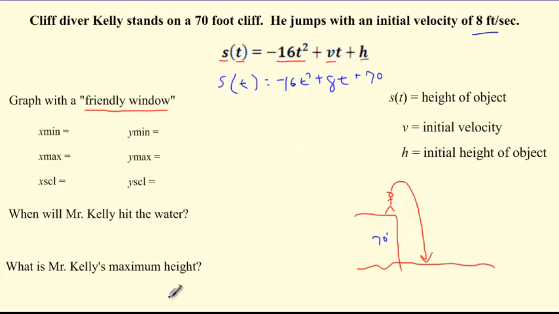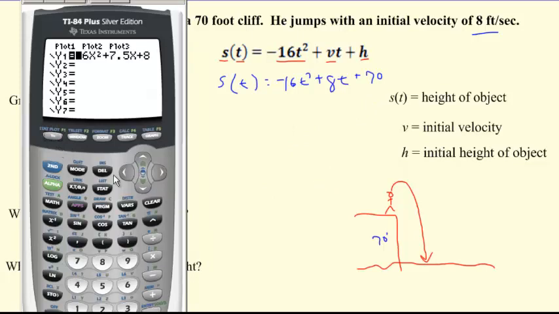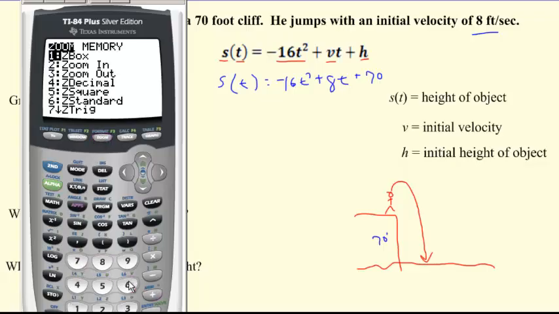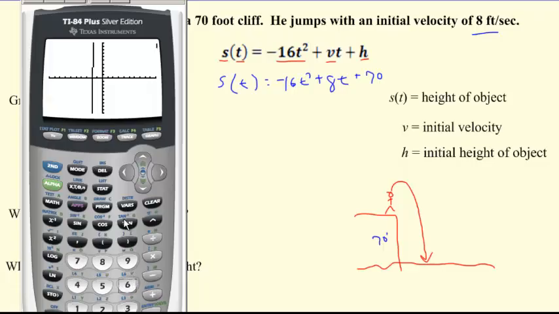Now I want to graph this with a friendly window. So now it can get a bit trickier here. Let's type this bad boy in. You can't use t. It's always x, so that's just our variable. So just know x stands for time in this case. And if I zoom standard, probably not much going on here, I'm guessing. Yeah, that's not friendly. Like, yes, there's a parabola there. It's shooting way up, shooting way down. But I got to change the window.